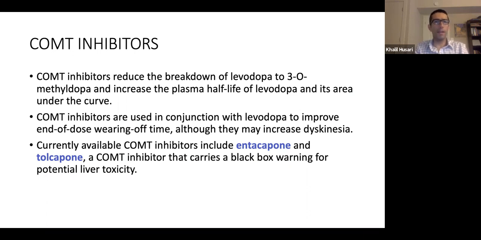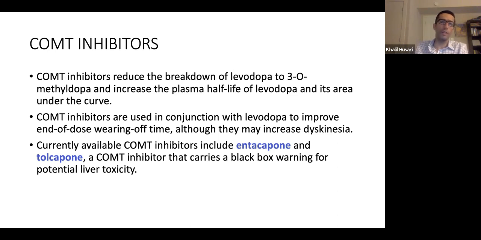And there is a pill that has all three of them: carbidopa, levodopa, and entacapone. It's mainly entacapone, because tolcapone is gone because of its liver toxicity, right? So it's used mainly in conjunction with levodopa to improve end-of-dose wearing off, although it might increase dyskinesia. So for example, if a patient keeps complaining that the Sinemet does not last for 4 hours, or it does not last for 5 hours, right?